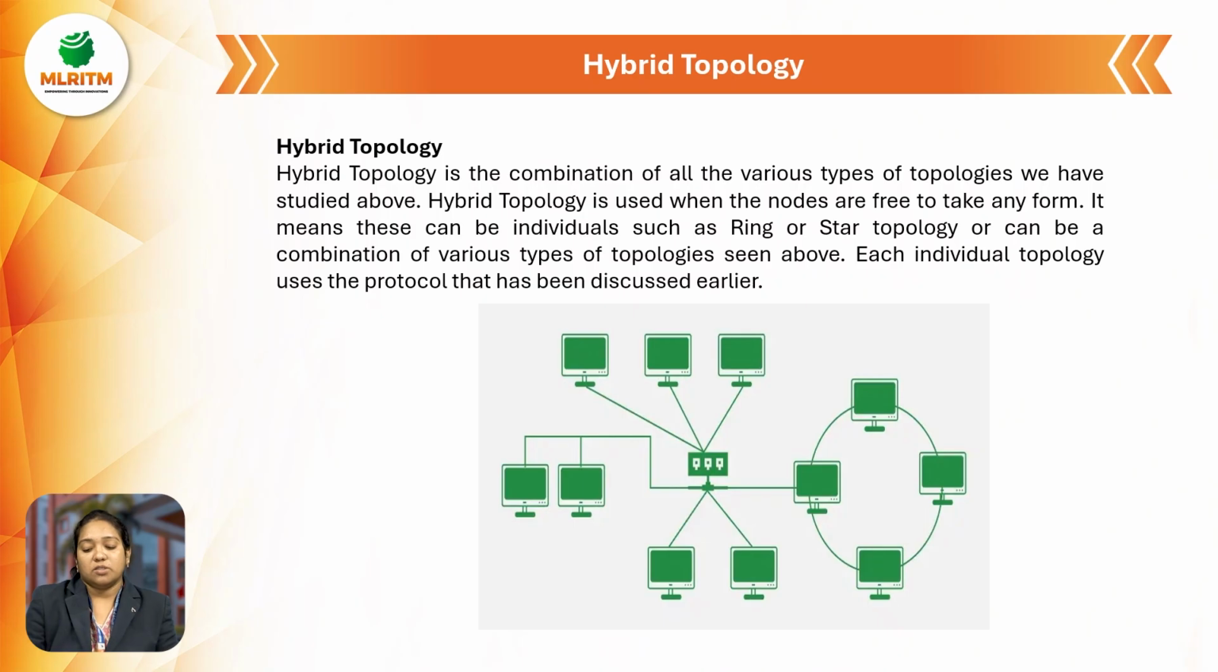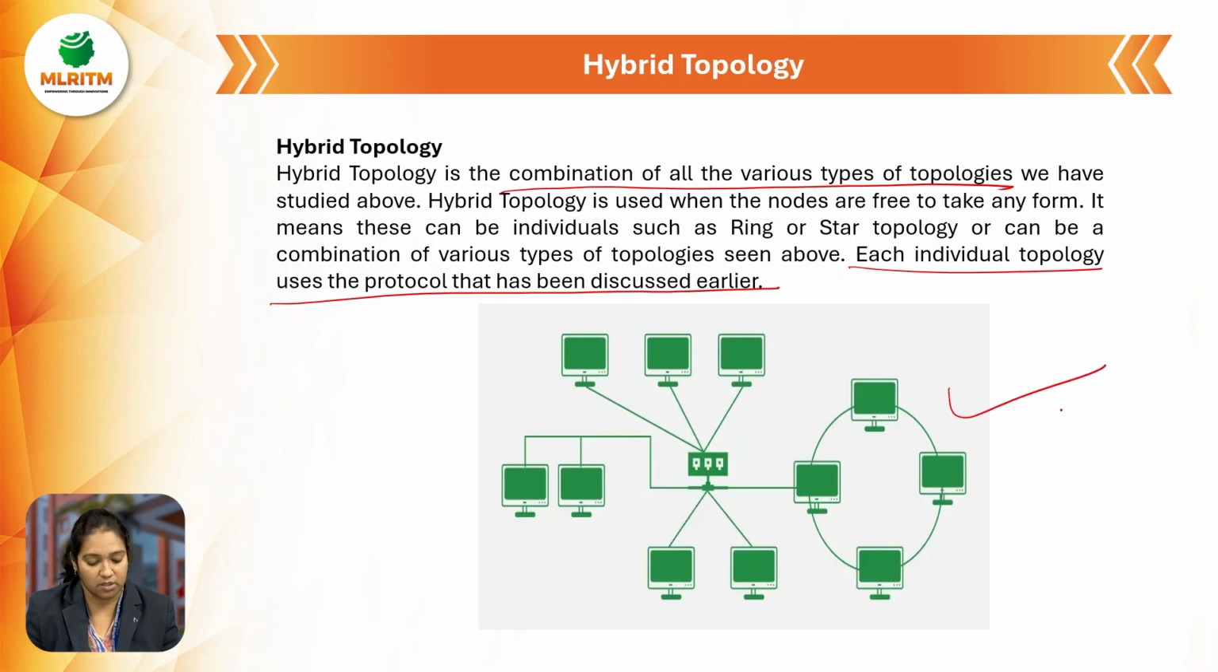Next topology is hybrid topology. Hybrid topology is a combination of all the various types of topologies we have studied above. The hybrid topology is used when the nodes are free to take any form. It means this can be individual, such as ring or star topology. Each individual topology uses the protocol that has been discussed earlier. This is the hybrid topology diagram.